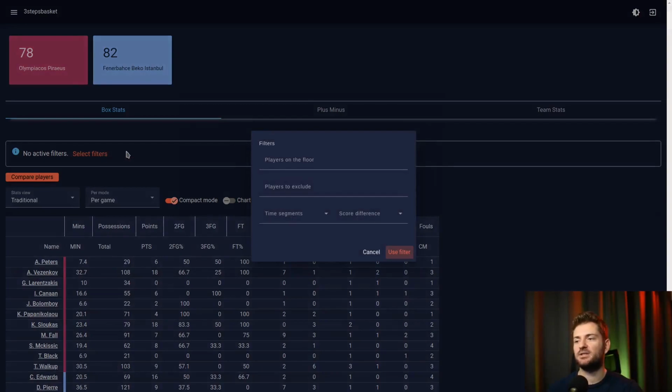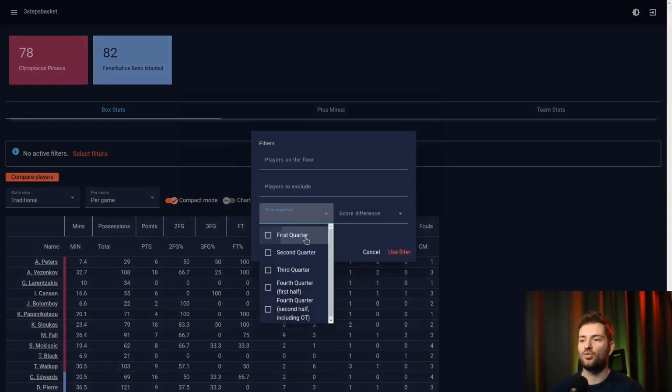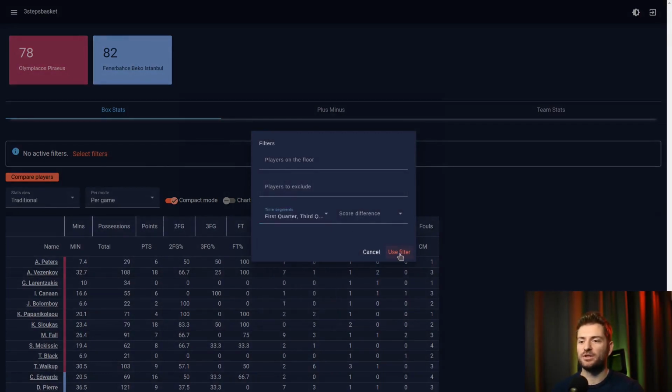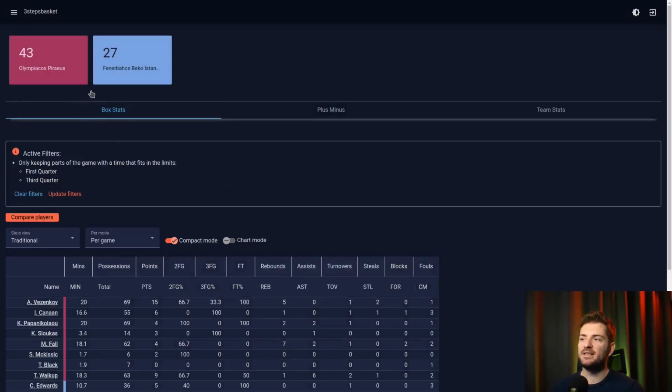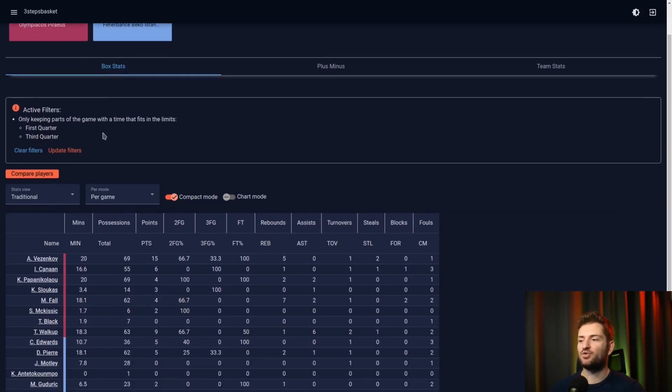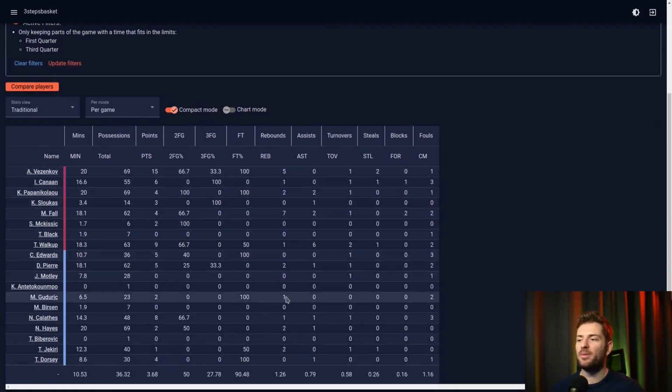Let's go to the filters and let's work with the time segments, first and third quarters. We can clearly see that Olympiacos got a pretty solid win, plus 16 points during that time. That's one thing to remember. The second thing to remember will come from the individual player stats.